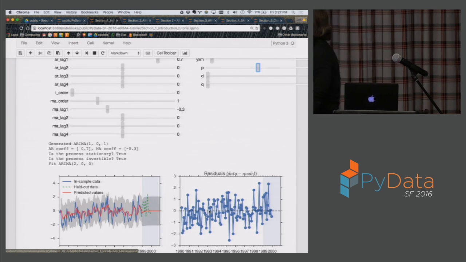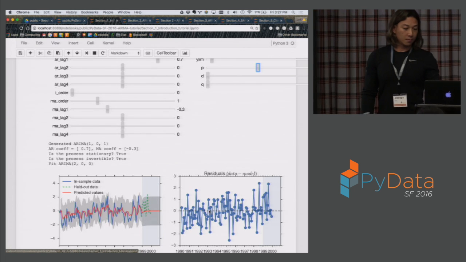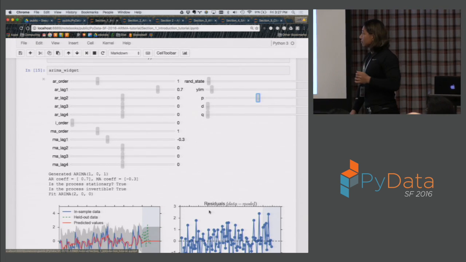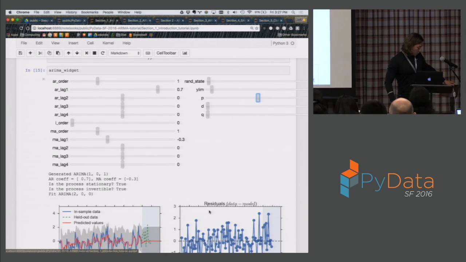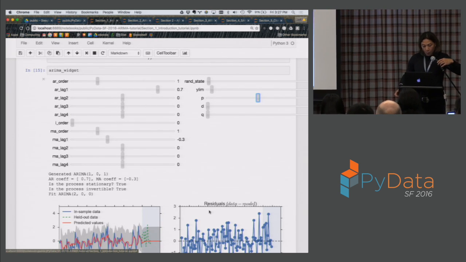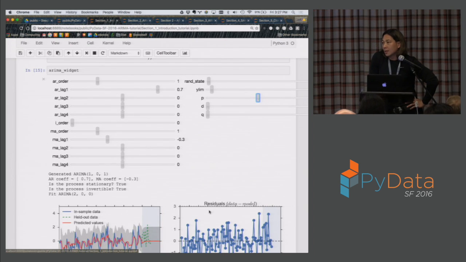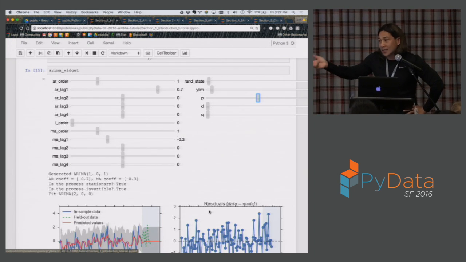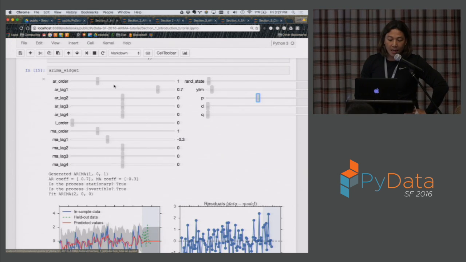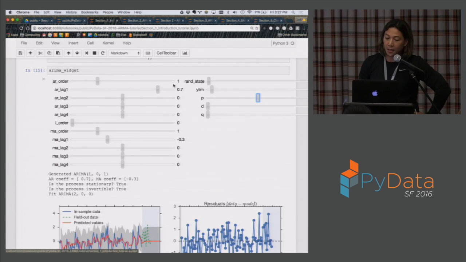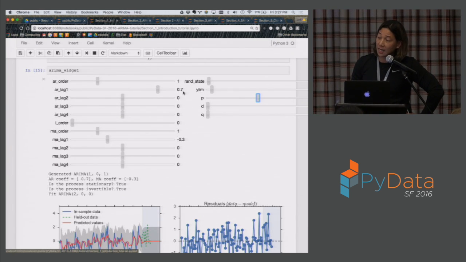Can you scroll to show us which widget settings created those? Yeah. Thank you. So this one that I use is AR1. And it's ARIMA 101. So you see that the AR order is 1 right here. The parameter is 0.7. I set it to 0.7. And then for the moving average order, it's also 1. And I set it to -0.3.